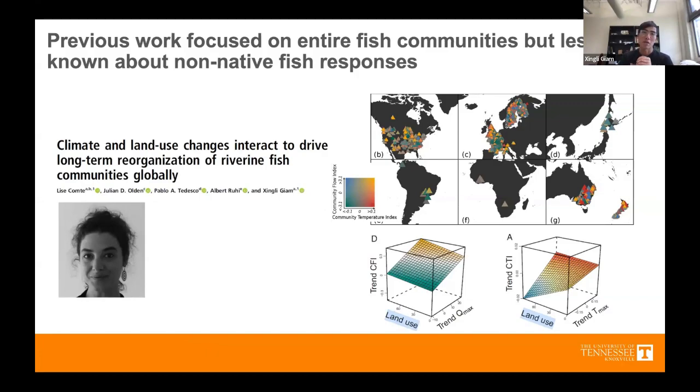But even then, the previous work has been focused on entire fish communities as a whole, rather than just looking at native or looking at non-native fish responses. So we don't really know how climate change might actually affect non-native fish responses over a large spatial scale.